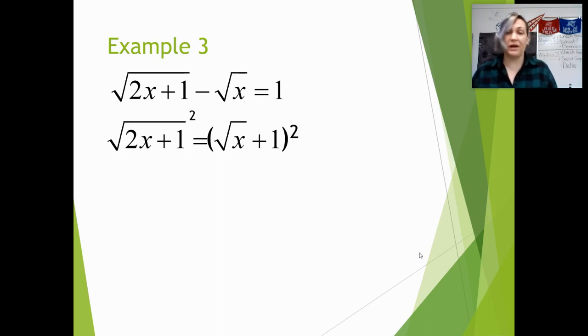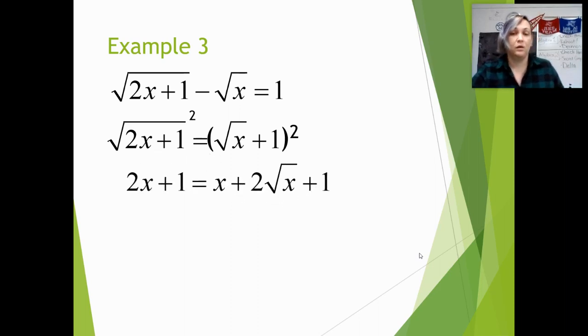Since the right side is a binomial, you'll have to do the same thing that we did in the previous video, which is where you write the parentheses twice and you can use FOILing or the box method to multiply it out. When you're done multiplying it out, unfortunately, there is still going to be a radical in the problem. Our next step is going to be to try to get that radical by itself.